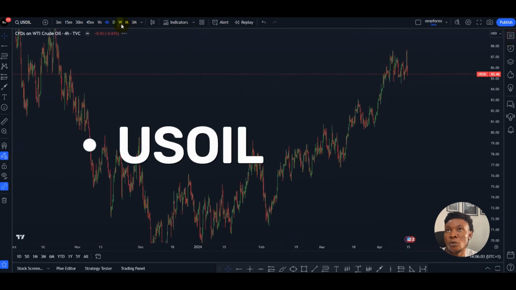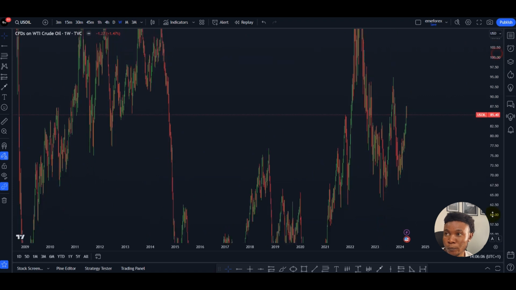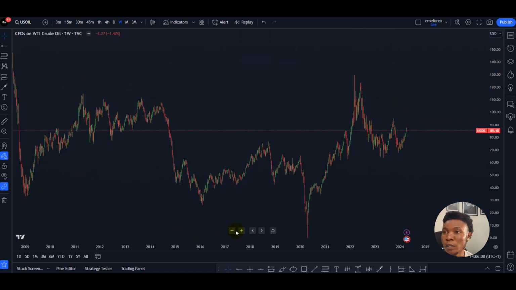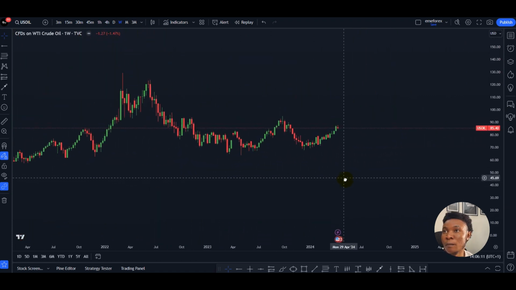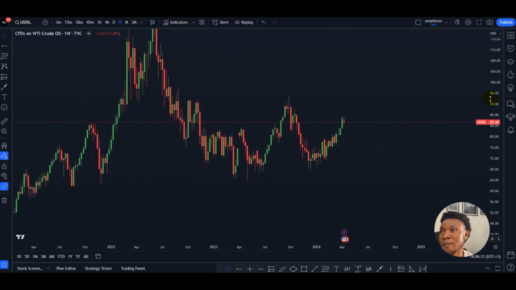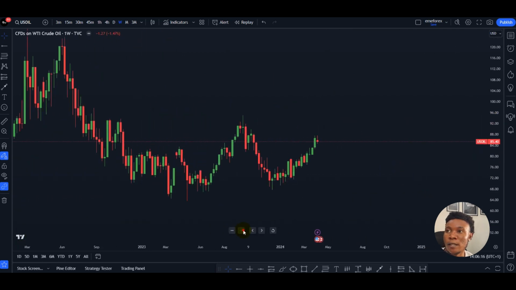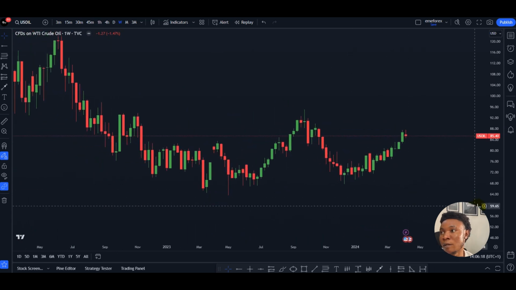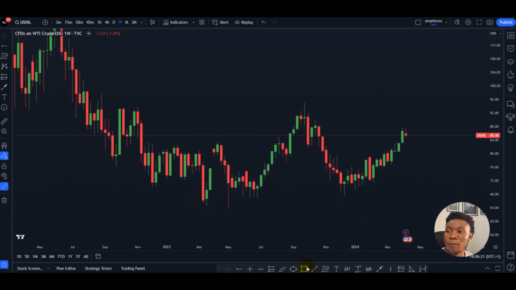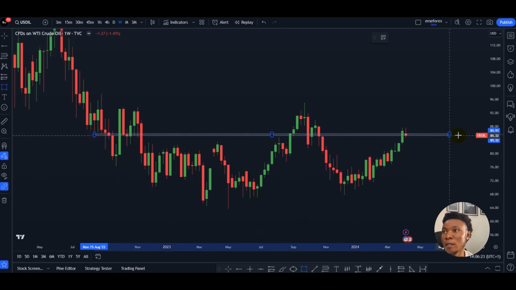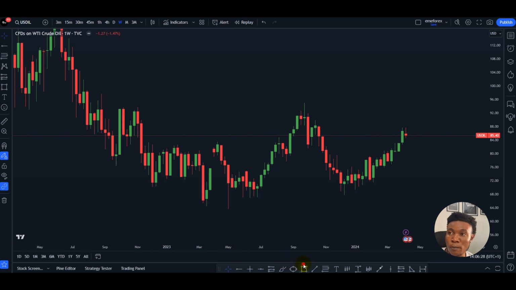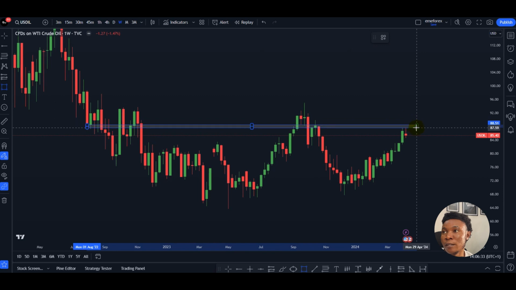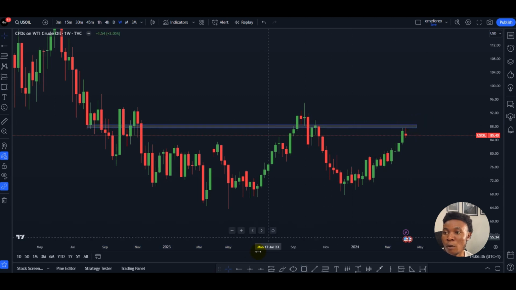oil. So oil for the most part has also been bullish, and we're looking at price trading around $85 per barrel, and this is a very sensitive price point for oil. Reason being, this is close to this market structural high. This level has been holding price significantly for quite some time. Each time we tap into this level, we get to see oil sell off to around $64 per barrel.